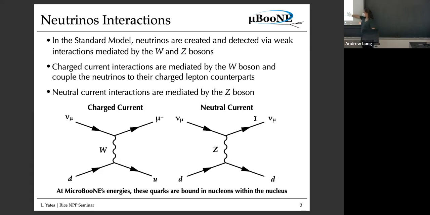I've drawn these with quarks, which is all nice and good in terms of drawing Feynman diagrams. But at MicroBooNE's energies, at the energy scale that I'm talking about today, those quarks are bound in nucleons, and those nucleons are bound within a nucleus. This makes their lives interesting, and I will come back to that.